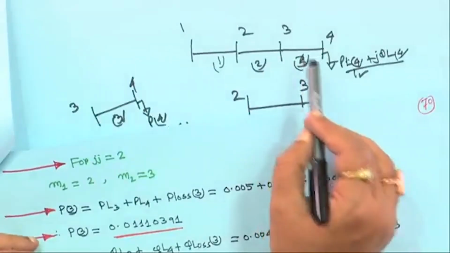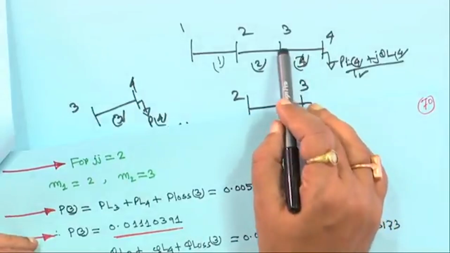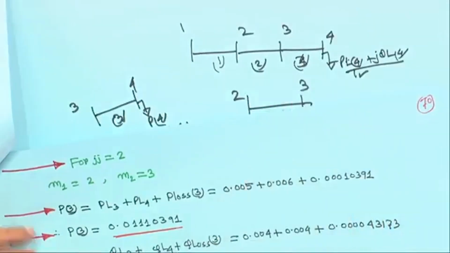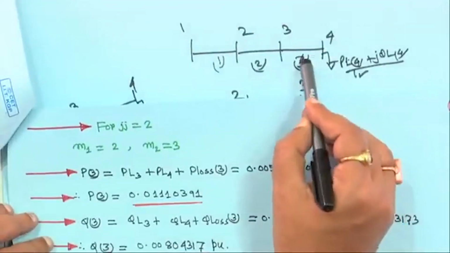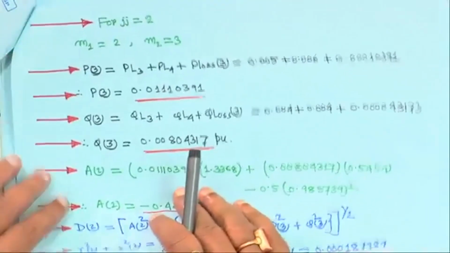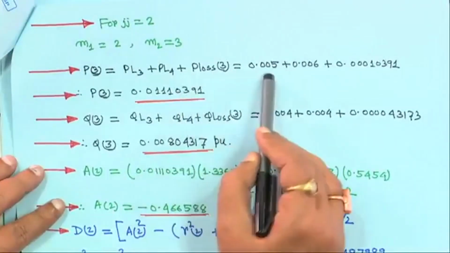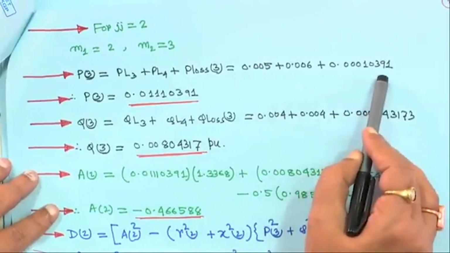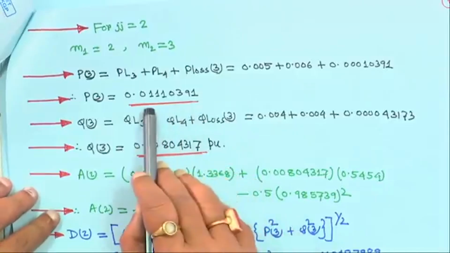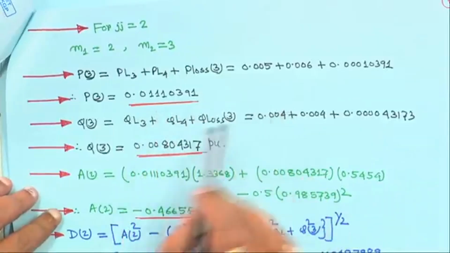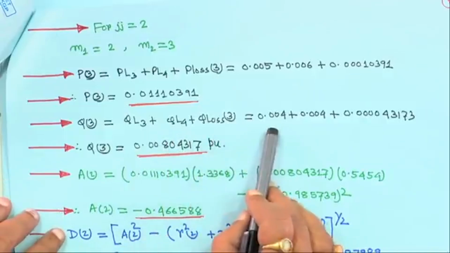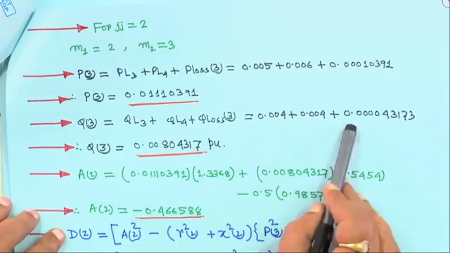That means this is your node 3, beyond this only one branch is there, that is branch 3, right. This is branch 1, branch 2, this is branch 3. So, it is a 4 node problem actually. So, it is P loss 3. PL3 plus PL4 plus P loss 3 you have computed. So, P3 will be getting this much, 0.0111 then 0391. Similarly, Q3 will be QL3 plus QL4 plus Q loss 3. So, this is your QL3 plus QL4 plus this one.